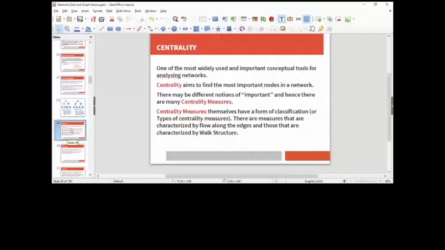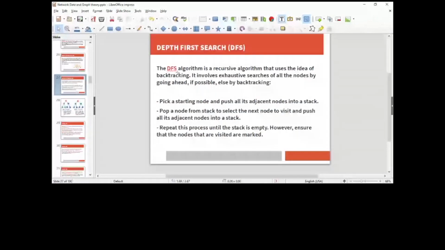So the depth first algorithm is a recursive backtracking. It involves exhaustive searches of all the nodes by going ahead if possible, else by backtracking. Pick a starting node, push all adjacent nodes into a stack, then pop a node from the stack and select the next node to visit and push all its adjacent nodes into the stack. Repeat this process until the stack is empty. However, ensure that the nodes visited are marked.